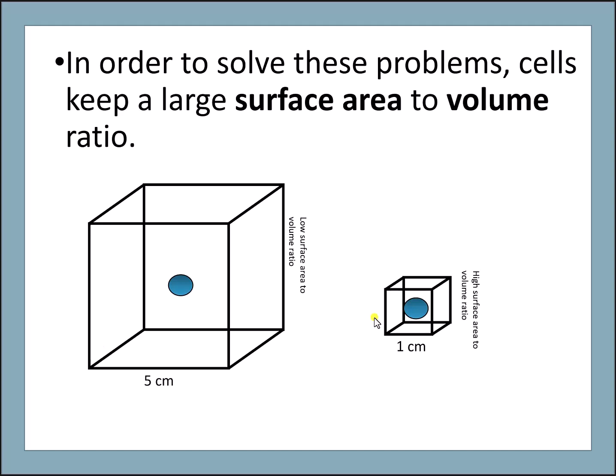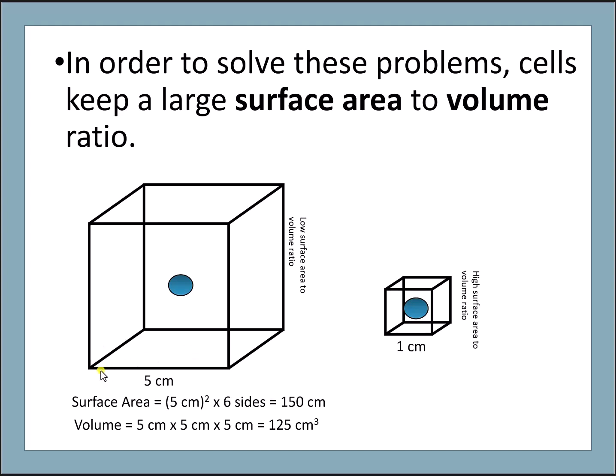So in order to solve the problems that I just mentioned, the cells keep a large surface area to volume ratio. So this cell here has a low surface area to volume ratio. This cell, the smaller cell, has a high surface area to volume ratio. So what does that mean? These are terms that you've probably learned in math class, but just as a review, to calculate surface area, you take the area of one side, one square of this cube, if we had a cube-shaped cell, and you're going to square that to find the area of this one side.